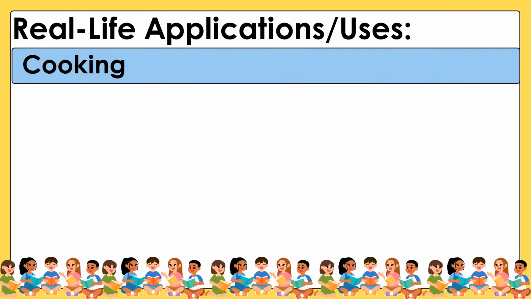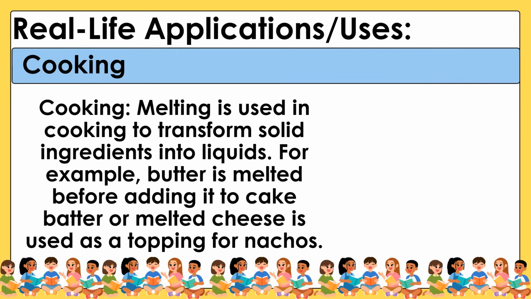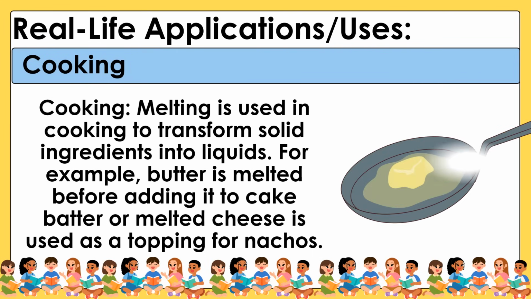And here are the real-life applications or uses. Cooking. Melting is used in cooking to transform solid ingredients into liquid. For example, butter is melted before adding it to cake batter, or melted cheese is used as a topping for nachos.